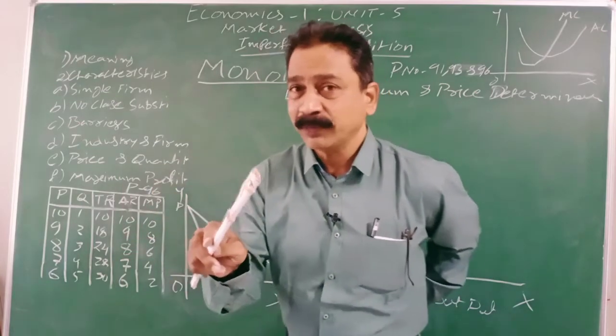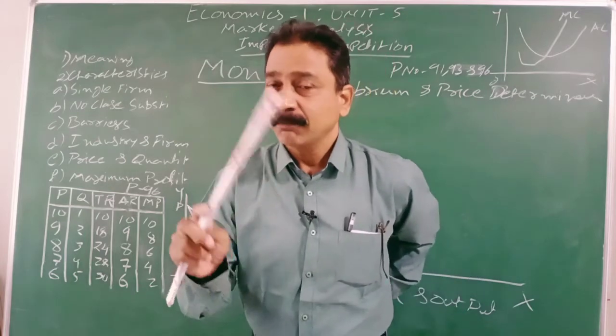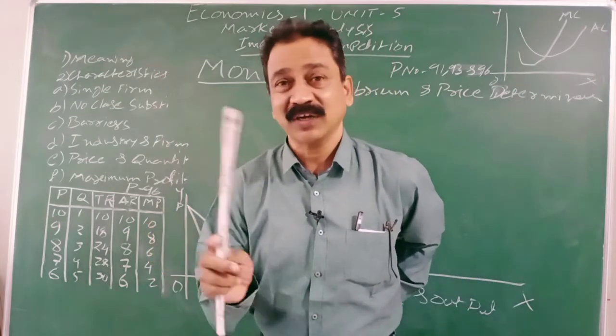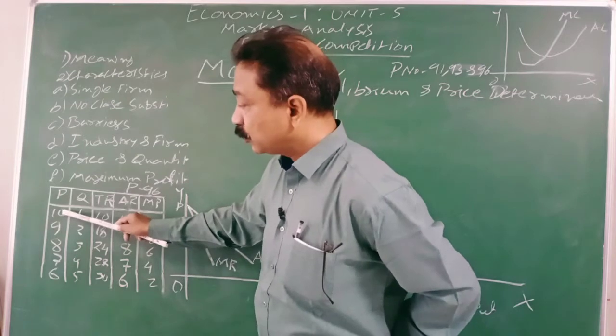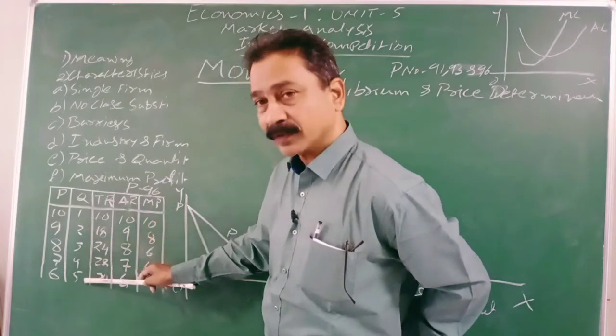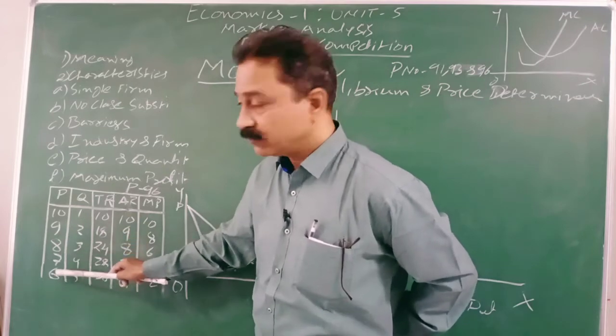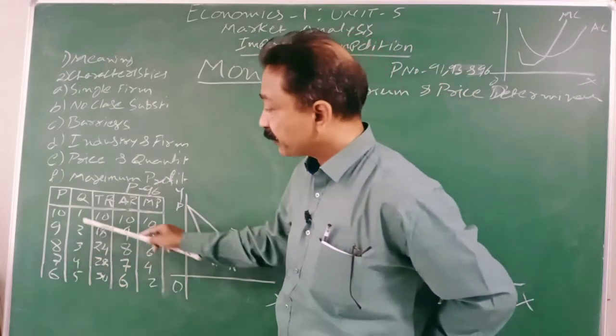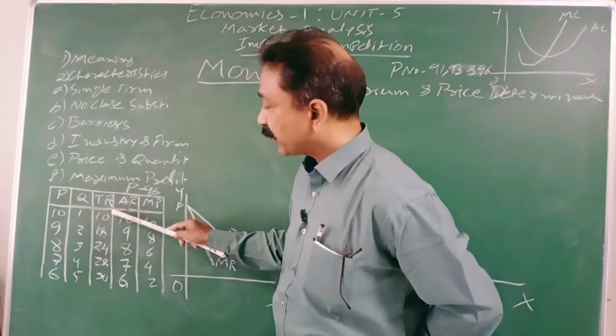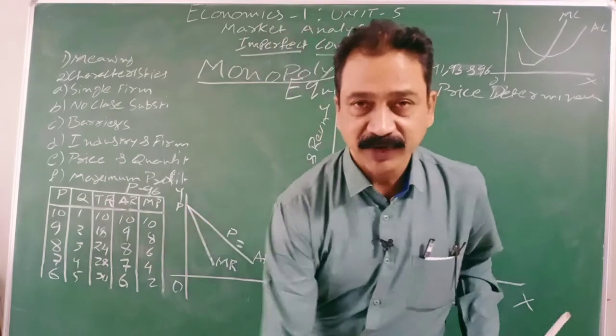I gave you the example: half kg 15 rupees, but 1 kg 25 rupees, not 30 rupees. So see here, to sell more quantity, the monopolist is decreasing the price. This is the truth of imperfect competition. If he is decreasing the price, you know, how do we get the average revenue?